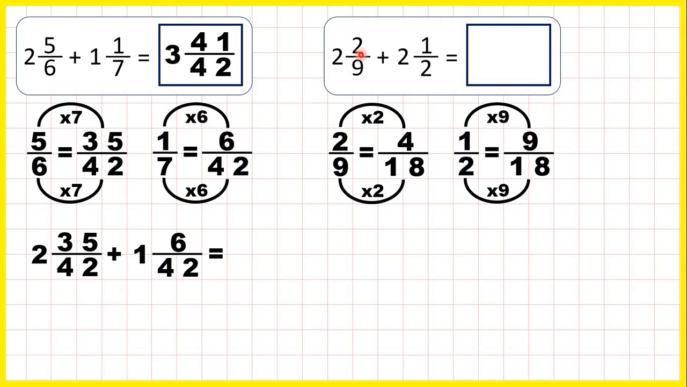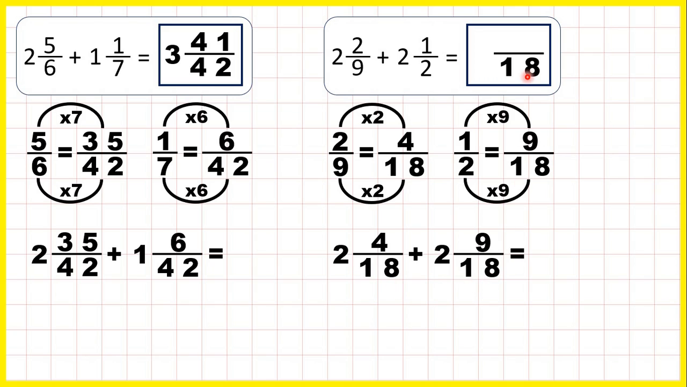So instead of 2 and 2/9, we can have 2 and 4 over 18, and instead of adding 2 and a half, we can add 2 and 9 over 18. So we add the fractions first. When we're adding fractions, we keep the denominator the same, so that's 18.